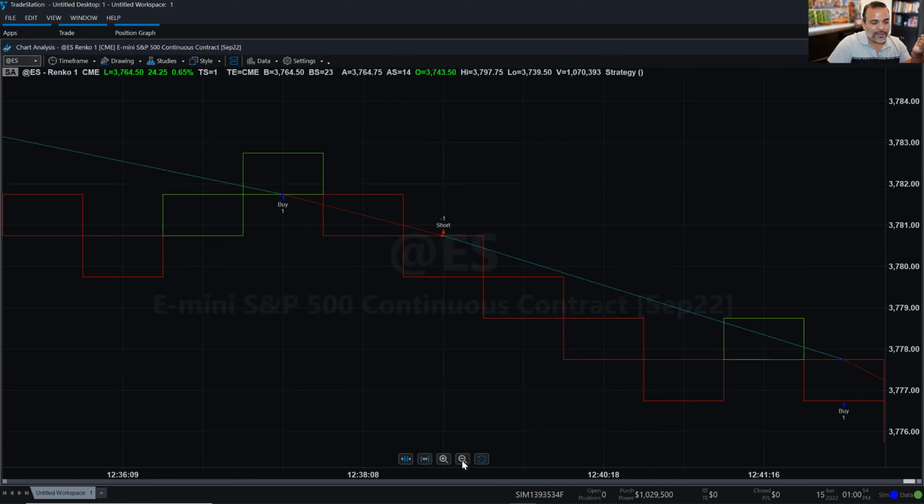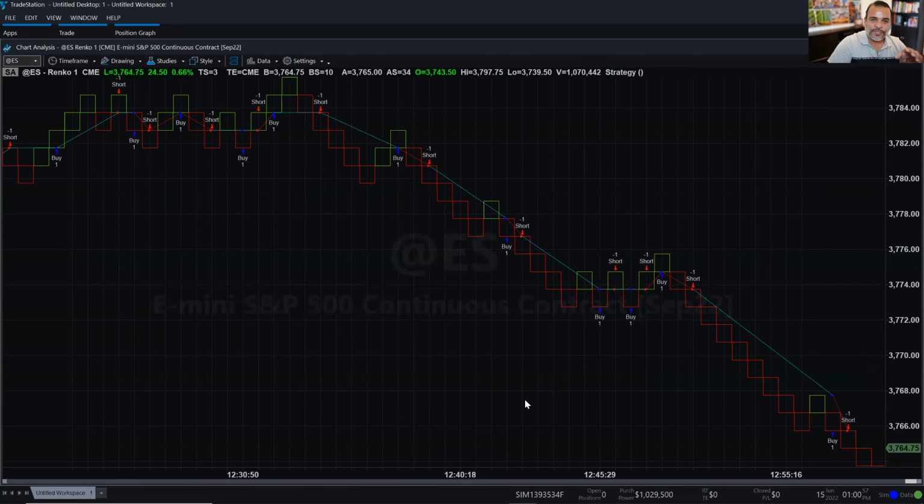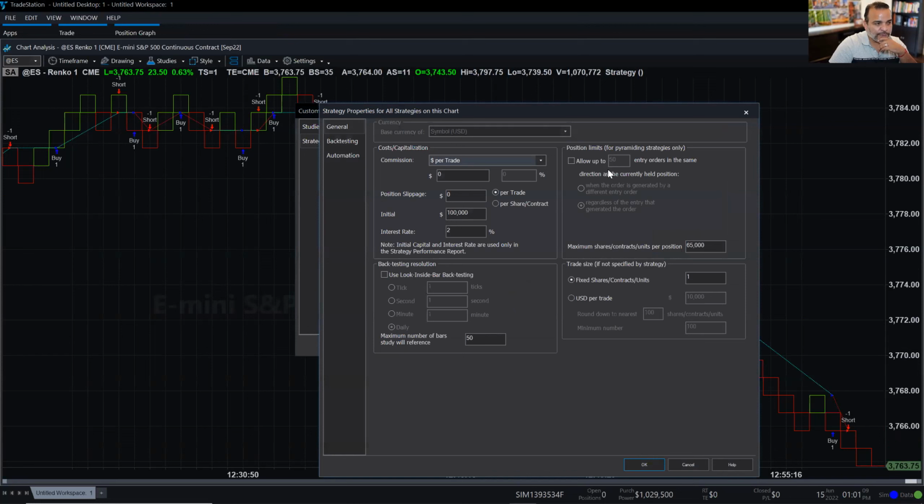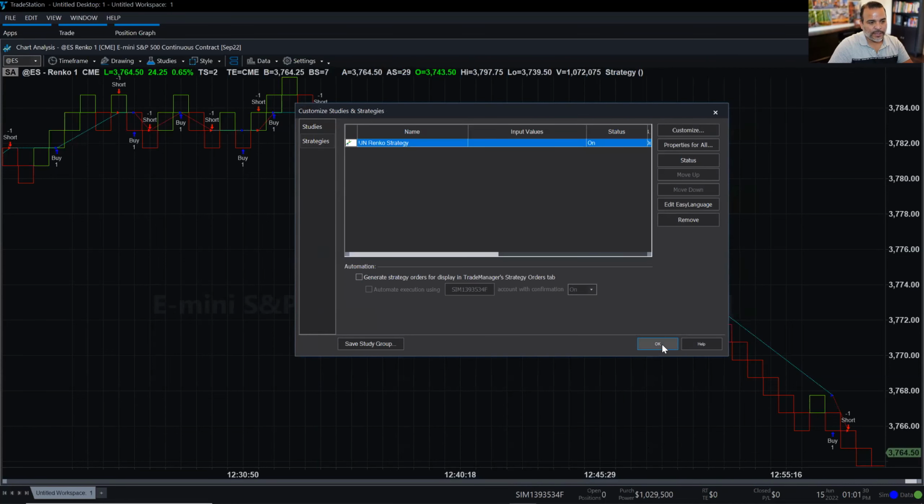So the issues we were seeing where the entry was not on the right side of the brick only happen a few times. So when I come over here to studies and I go to edit strategies and I go to properties for all, I have to factor that in. When I talk about slippage, I cannot say $50 per trade, because not every single trade has that entry shifted. So I'm going to say, let me do half. I'm going to do $25 per trade. Okay, and let's see how that works.